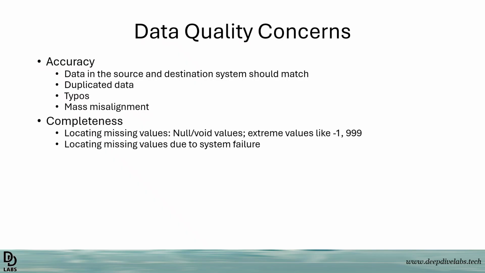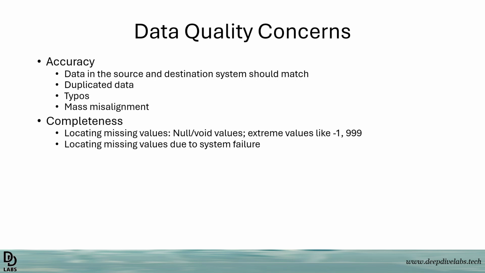The second is looking for data completeness. We should be able to locate missing values, right? Missing values are typically null values which weren't captured in your operational database. So a null value or void value. Sometimes when the data is not captured, it also gets replaced in some organizations by extreme values, -1 or 9999, etc., right? So it's important to locate missing values due to system failure as well.